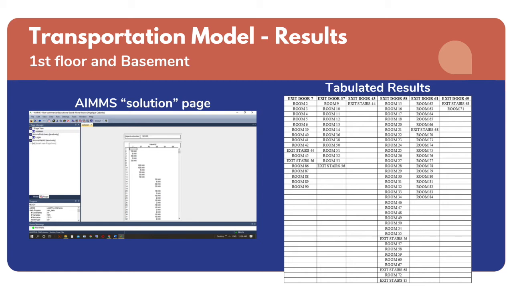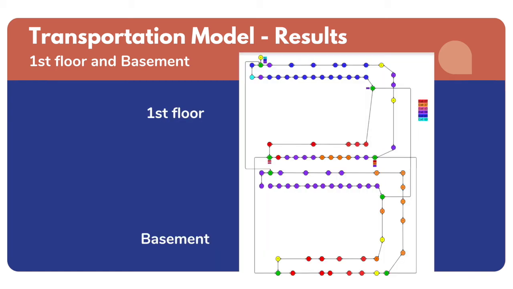We tabulated these results, which could also be seen on this slide. This is the diagram for the generated evacuation route based on distance and capacity for first floor and basement combined. We colored the nodes on the figure to easily distinguish the exit doors designated for each room. Red for exit door 7, orange for exit door 37, pink for exit door 43, purple for exit door 58, blue for exit door 61, and cyan for exit door 69.